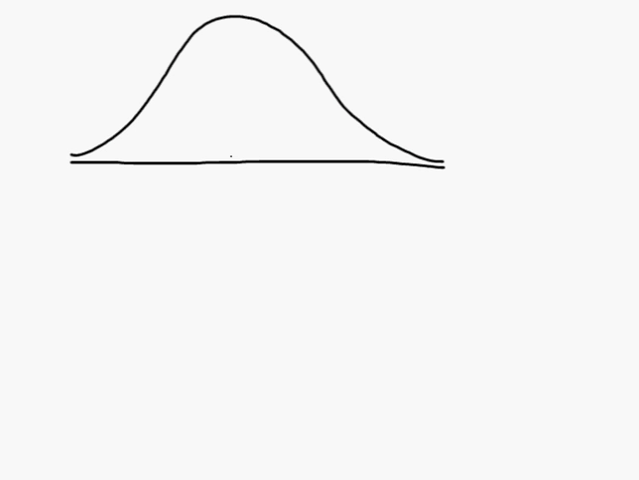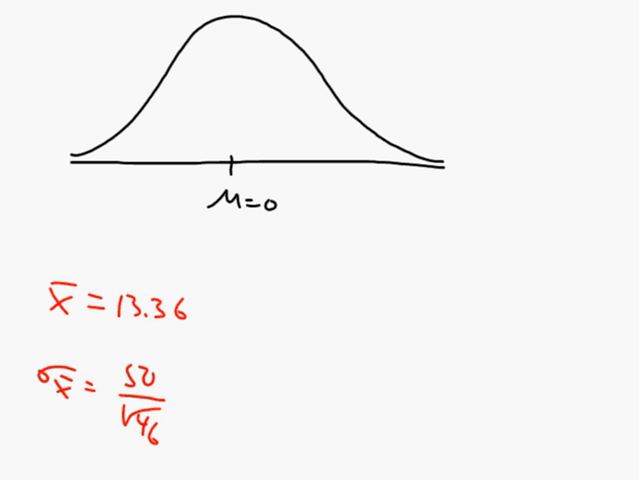Now we're ready. We're going to start making our picture. Step 3. You draw your normal distribution. You put whatever your null hypothesis says in the middle. So in our case, mu is going to equal 0. Now, we know we have an x bar of 13.36. And we know I have a standard deviation of x bar of 50 divided by the square root of 46.